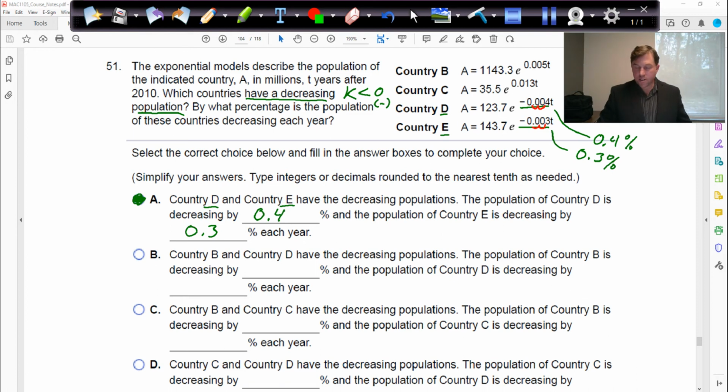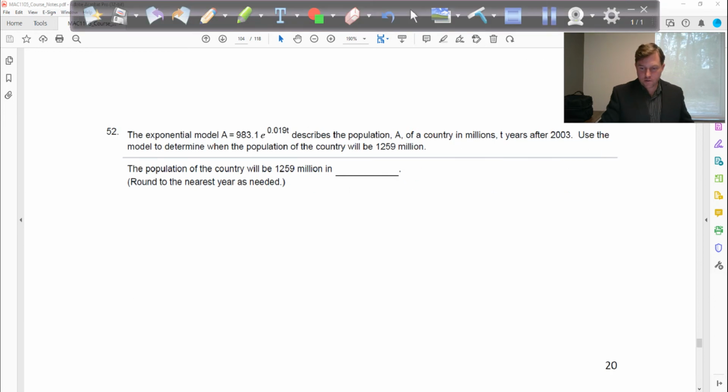Okay, so just identifying which ones are negative and then converting to a percentage. Okay, 52. The exponential model A equals 983.1 e to the 0.019t describes the population A of a country in millions t years after 2003. Use the model to determine when the population of the country will be 1259.